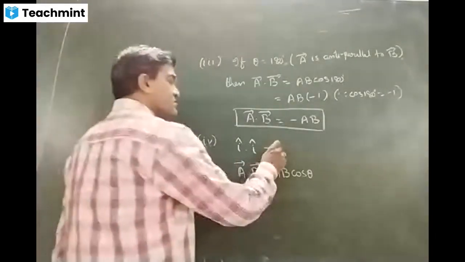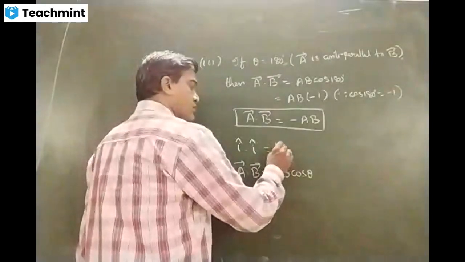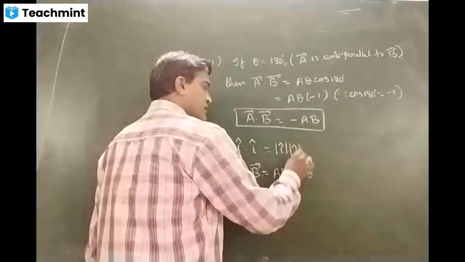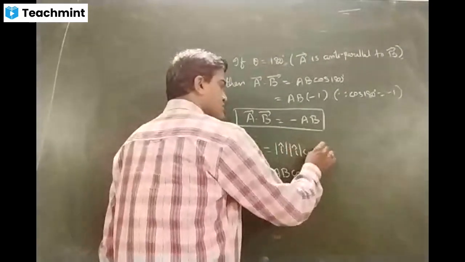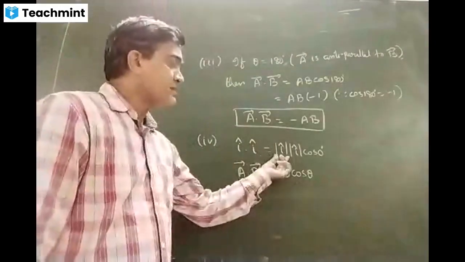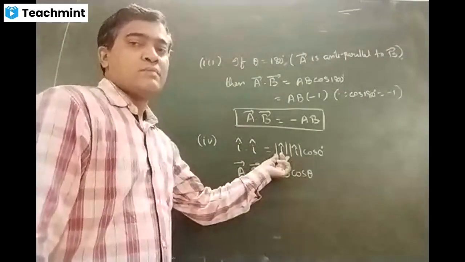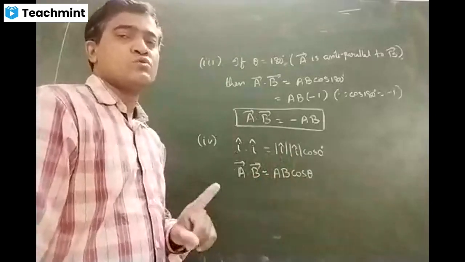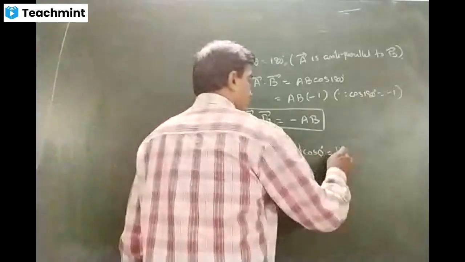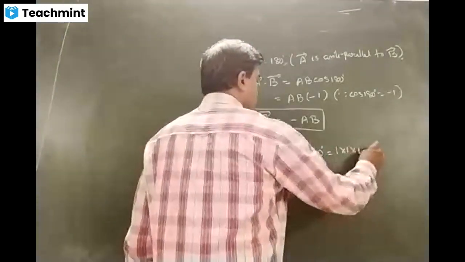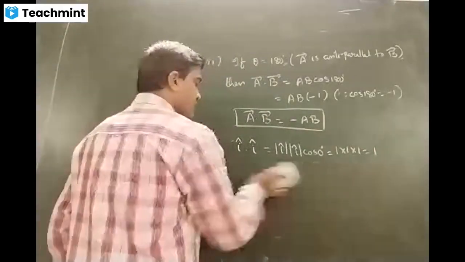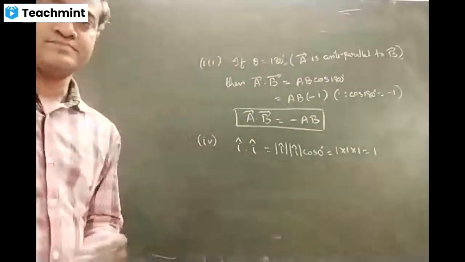So can I write it like this: modulus of I cap into modulus of I cap into cos 0. What is the value of cos 0? 1. What is the magnitude of a unit vector? 1. So 1 into 1 into 1 is equal to 1. So I got I cap dot I cap is equal to 1.